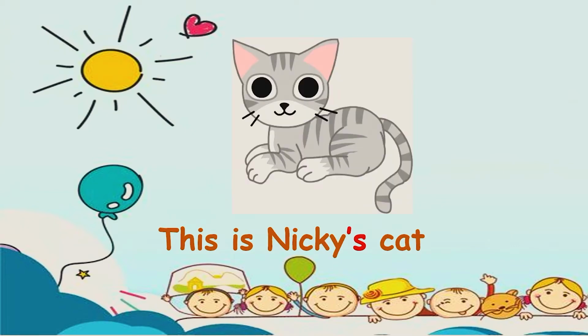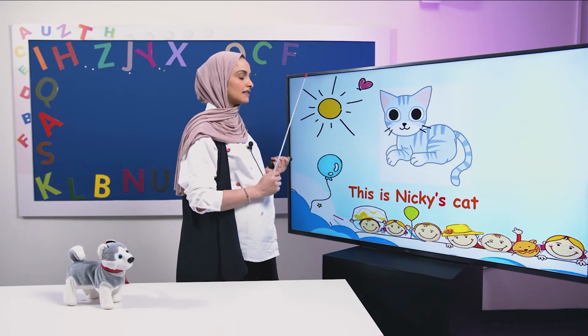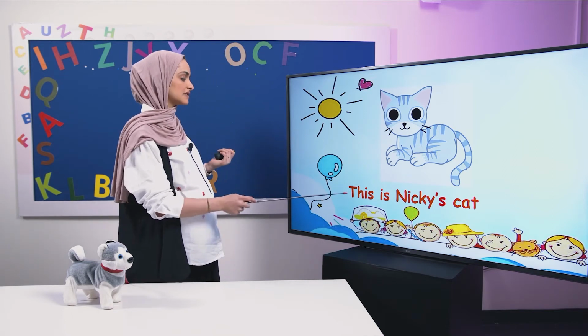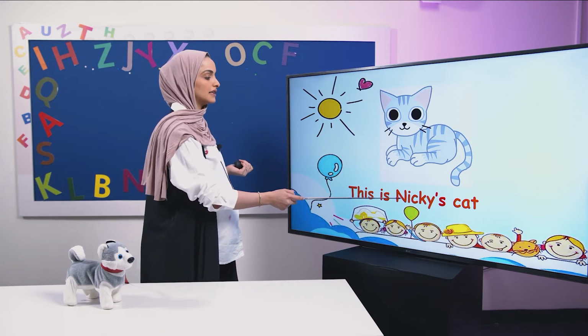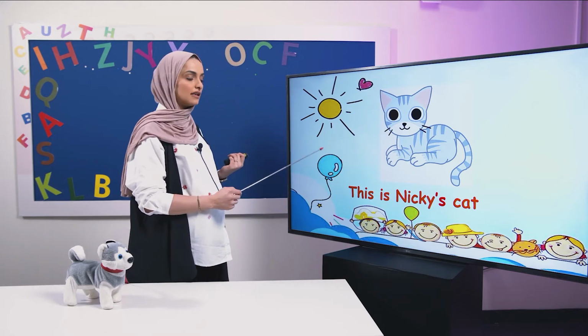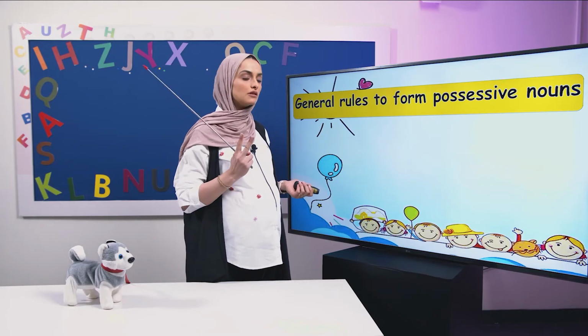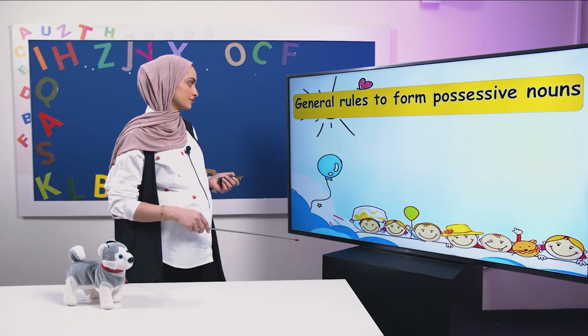Example number 3, we have a cat here and this cat belongs to Nikki. Let's read the sentence. This is Nikki's cat. Again, this is Nikki's cat. And now, my students, we will move to rule number 2.